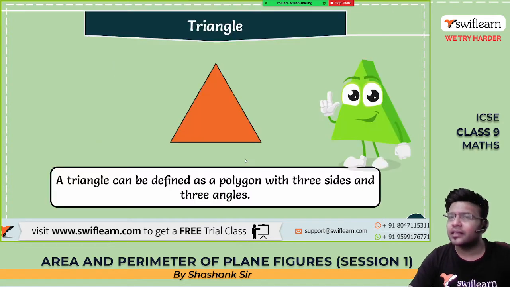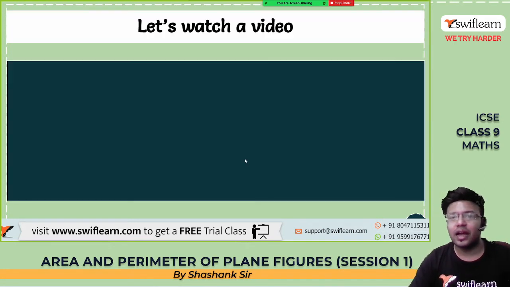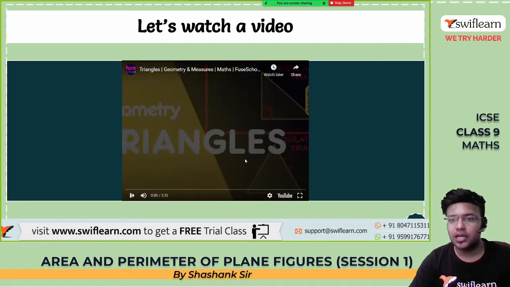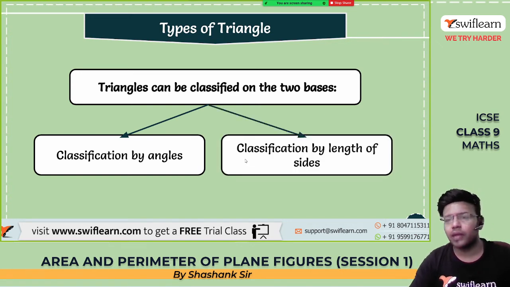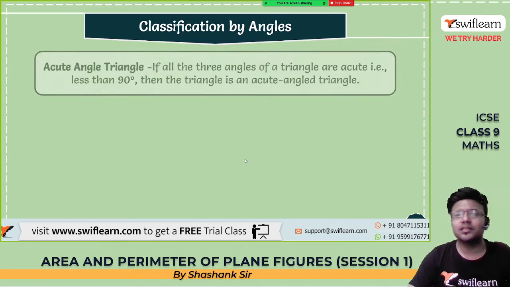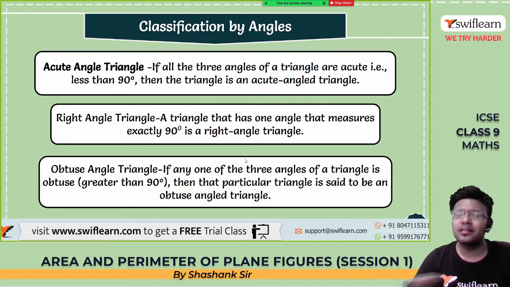Can you define a triangle? What is a triangle? A triangle is a geometrical figure, a polygon with three sides and three angles. Yes, that's a polygon. Now, based on type, triangles can be classified on two bases. The first one is classification by angles, and the second is classification by length of the sides. Based on angles, it is classified as acute angle triangle, right angle triangle, and obtuse angle triangle.